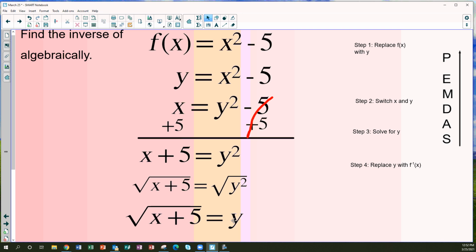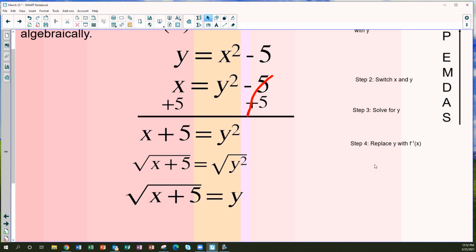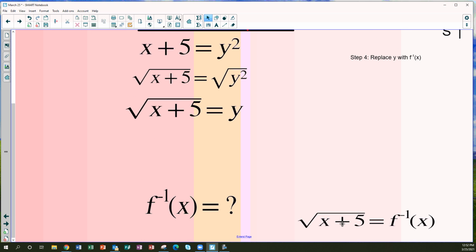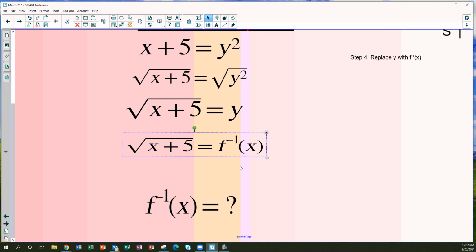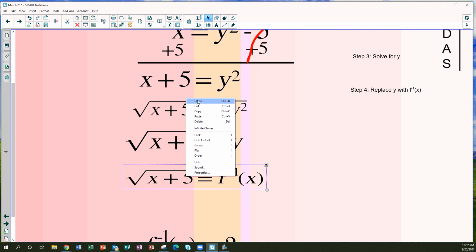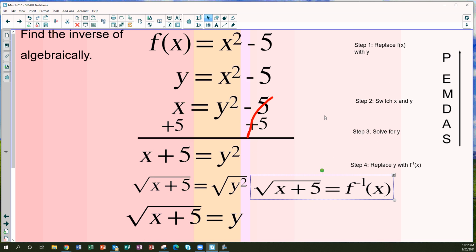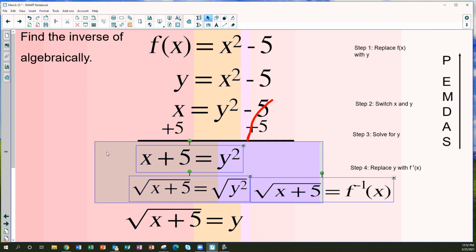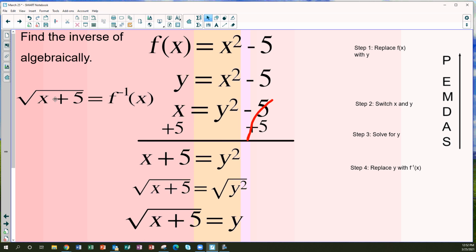Now, as a final step, step 4, in place of y, we're going to replace it with f inverse of x. So that lets us know, if I go ahead and clone this and bring this to the top, that the inverse of f of x equals x squared minus 5 is the square root of x plus 5. Well, the square root of x plus 5, that is the inverse of f of x. That completes this video.